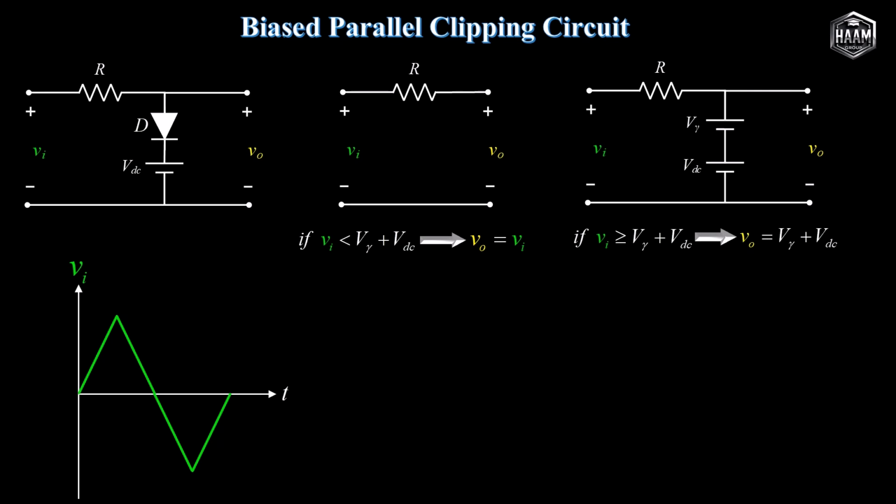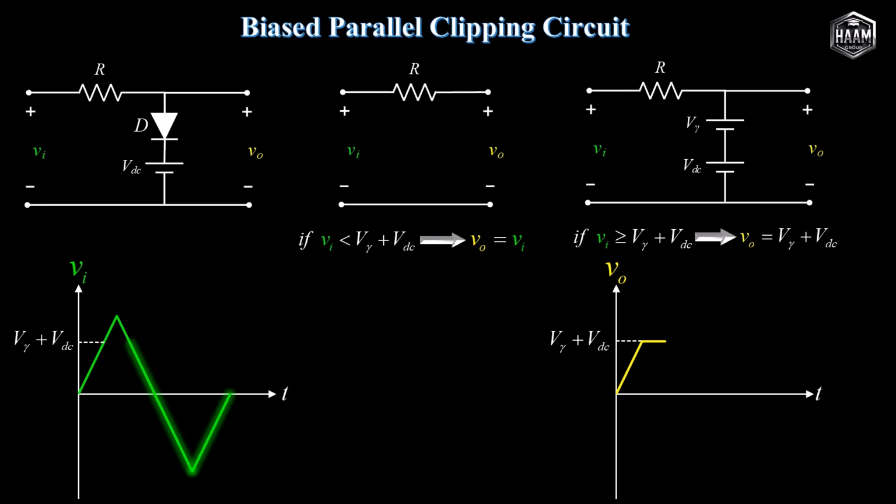As a result, the output waveform tracks the input whenever V sub I is below the threshold and clips at V sub gamma plus V sub DC during the interval where V sub I exceeds this combined value.